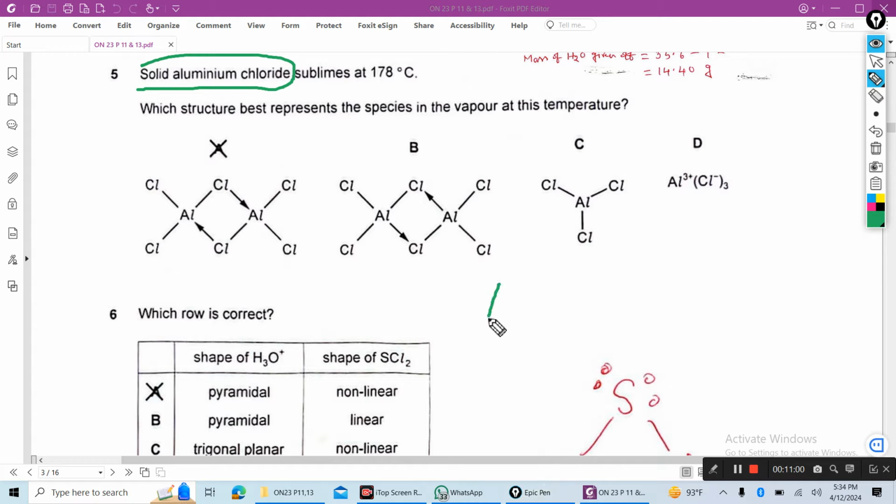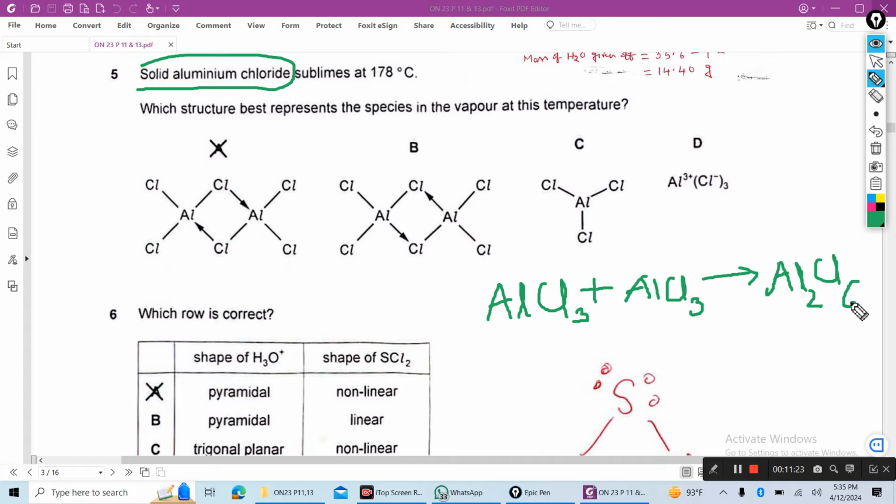Dimer means Al2, aluminum chloride plus aluminum chloride. Two molecules join together to form the Al2Cl6 dimer. So in this state they form two dative bonds.